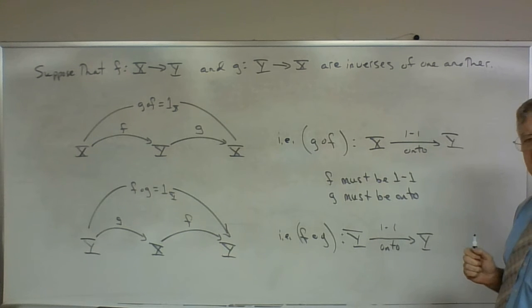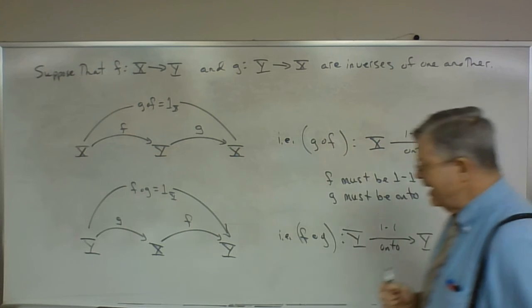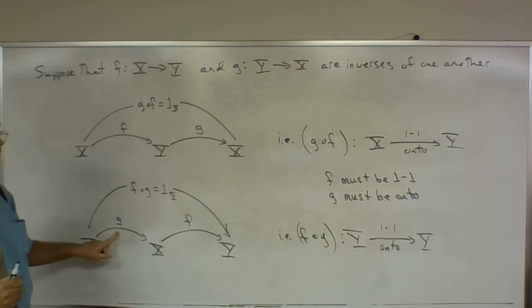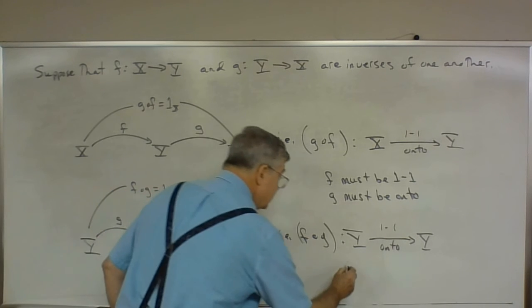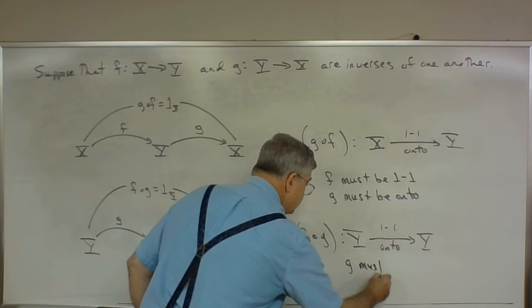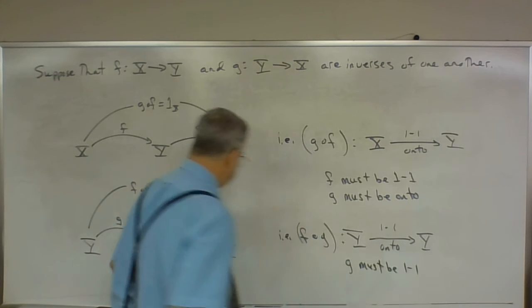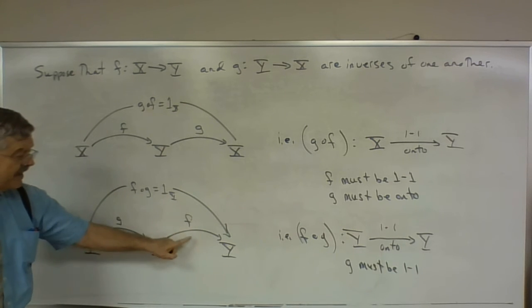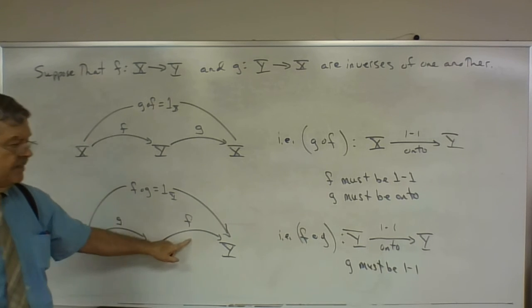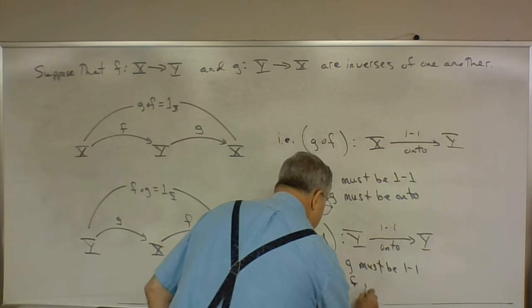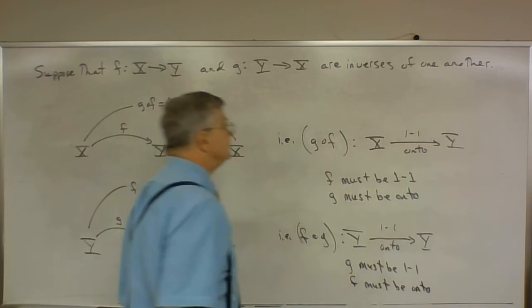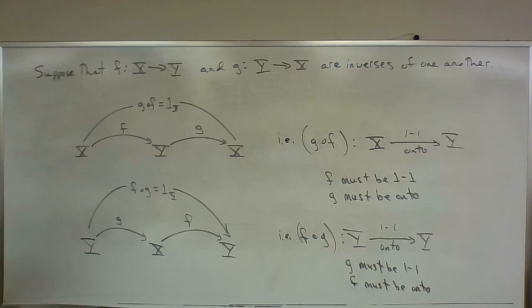Now, what do we know about the composition of functions that's 1-to-1 and onto? The first function right here has to be 1-to-1. G must be 1-to-1. And if we have the composition of functions that's onto, the second function must be onto. So F must be onto. This tells us something.